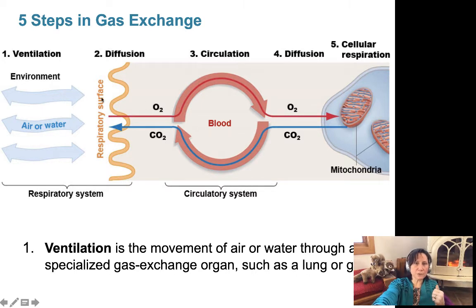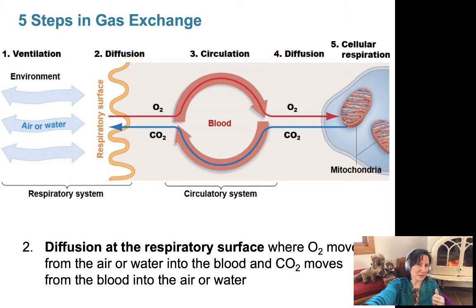Then it needs to diffuse across this respiratory surface. Diffusion is the second step. As the gas diffuses in, it's going to enter the circulatory system. In this case, we're talking about oxygen entering, circulating through the body, then diffusing into cells that need that oxygen in order to engage in cellular respiration. So the 5 steps are ventilation, diffusion, circulation, diffusion again into the cells, and then cellular respiration. In this case, it's diffusion into the body and into the circulatory system, diffusion into the cells, and then cellular respiration.